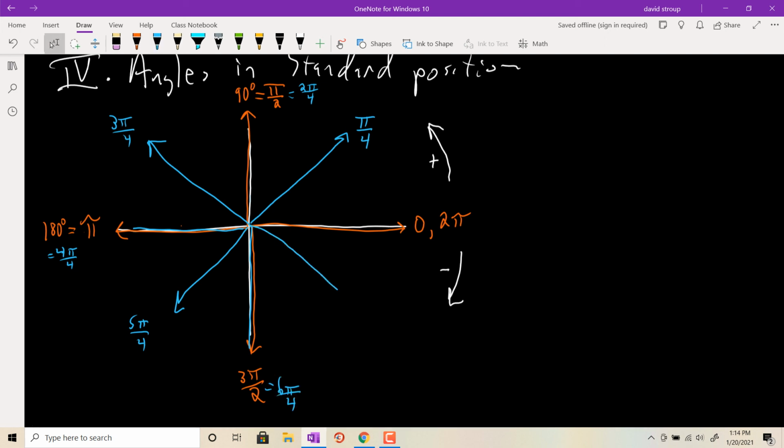7 pi over 4. And then 8 pi over 4 will bring you back to 2 pi. 2 pi is the same as 8 pi over 4. Okay. And you could also think of pi over 4 as 1/4 revolution of the circle.